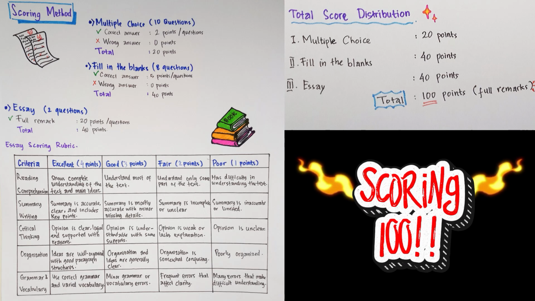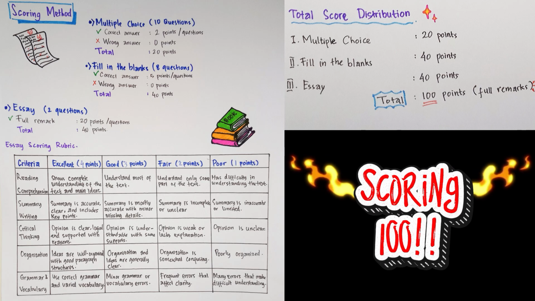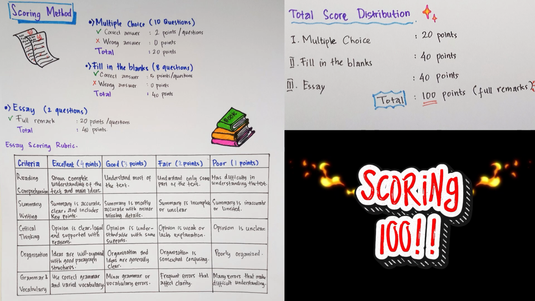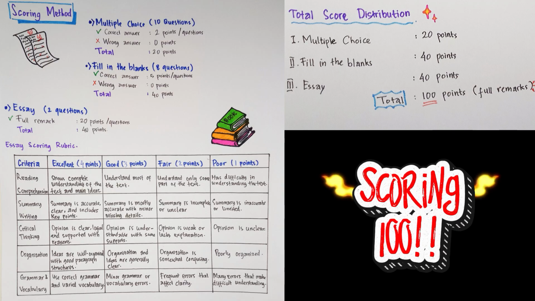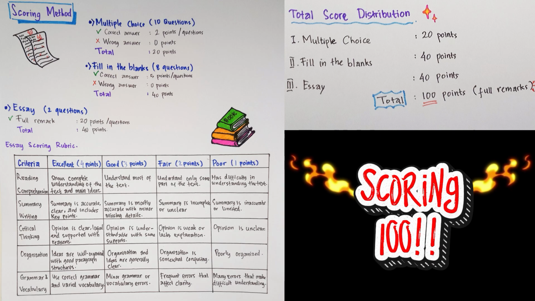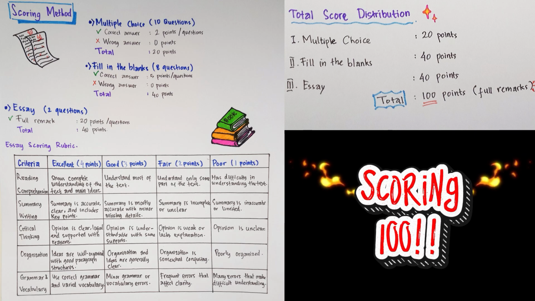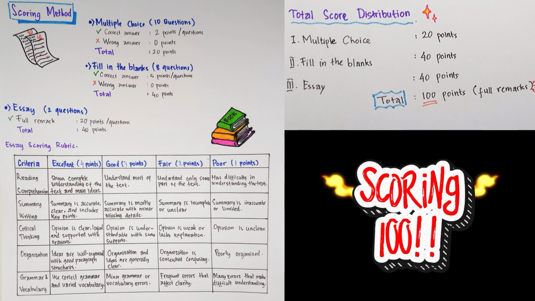So finally, the total score distribution is divided into 20 points for multiple choice, 40 points for fill in the blanks, and 40 points for essay. Altogether, the maximum score is 100 points.